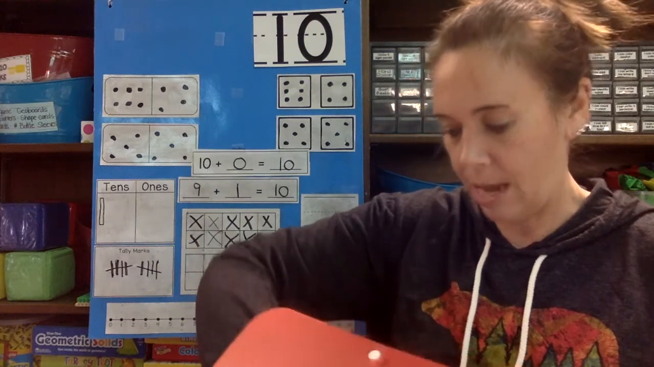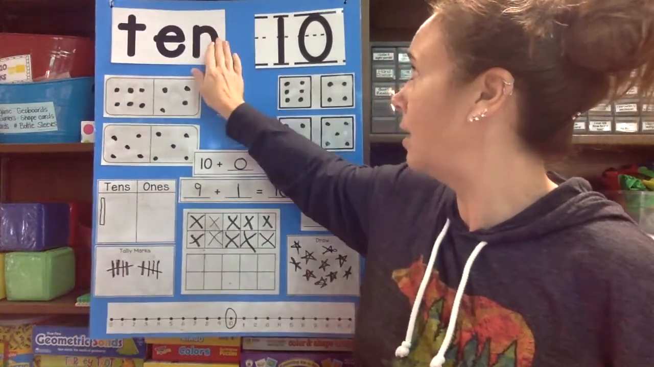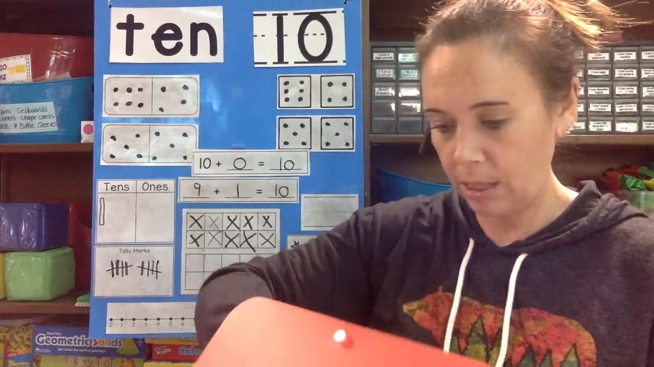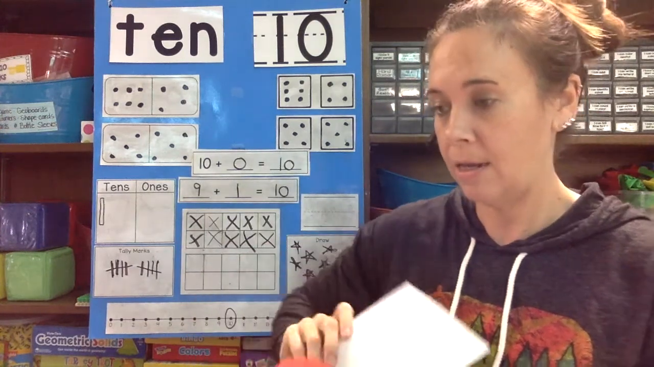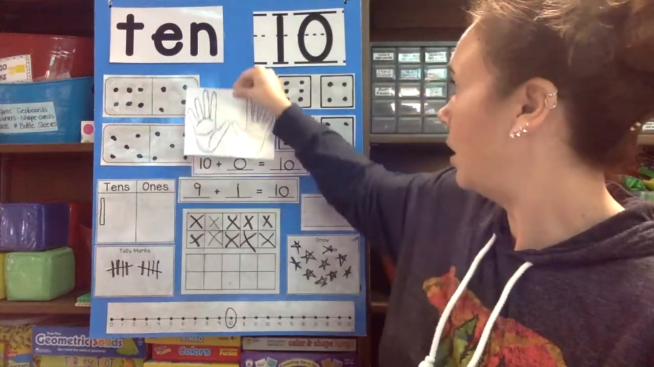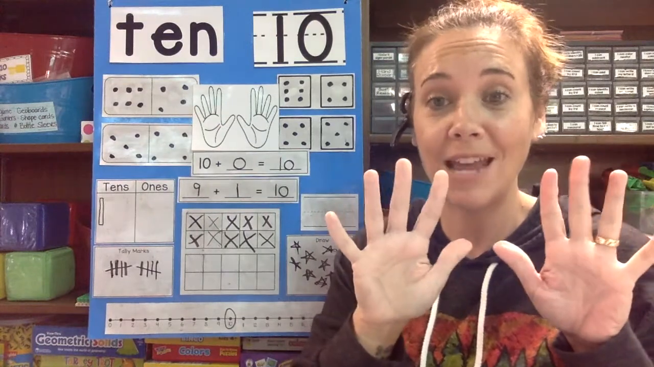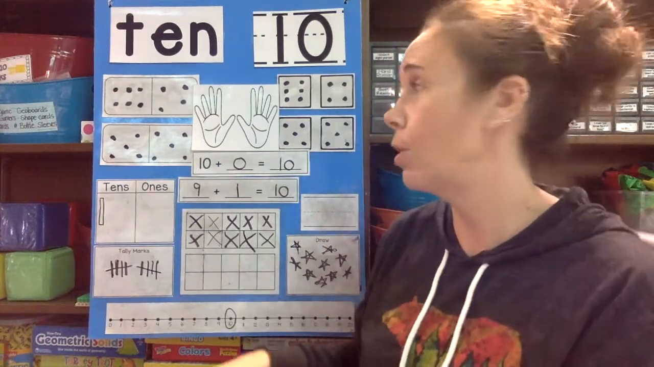To spell the word 10, we start with T and then E-N, 10. It's only 3 letters. And then when we show 10 using our hands, we use all of our fingers because we have 10 fingers. There's some other ways to show 10 on our board.